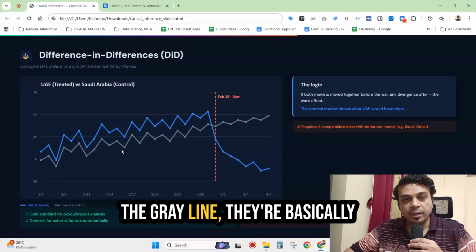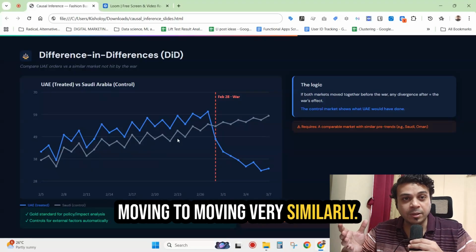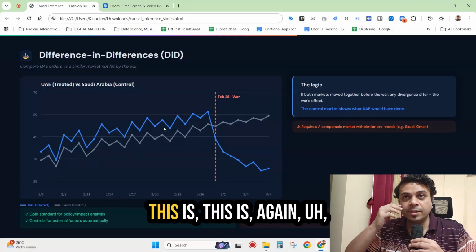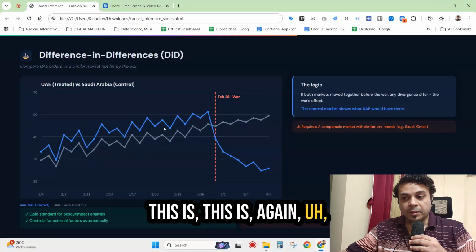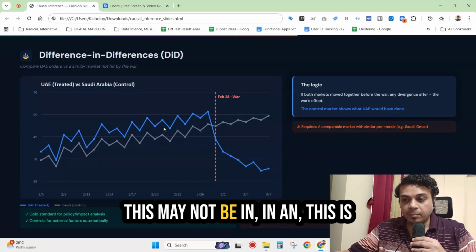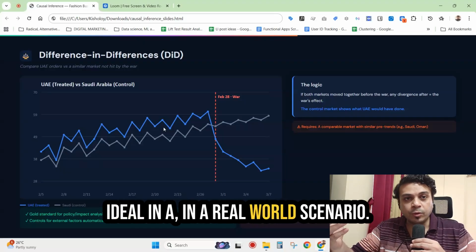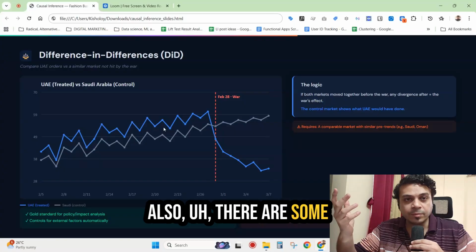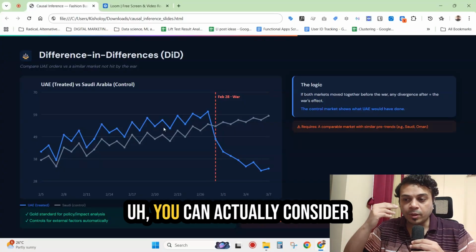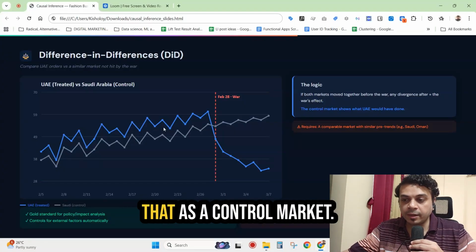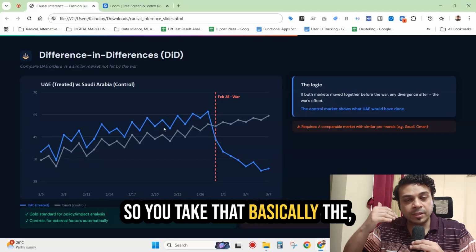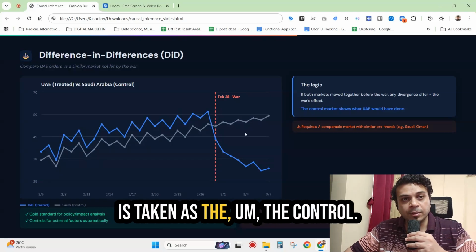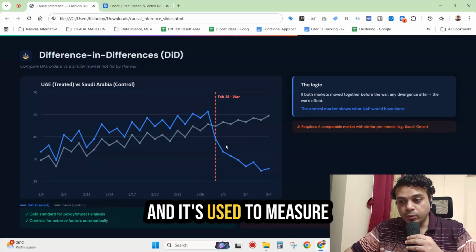These two, the blue line and the gray line, are basically moving very similarly. Of course the slope is parallel, and this may not be exact. In a real world scenario this might be slightly different, but if they're very similar, and there are some checks and balances in place, you can actually consider that as a control market. So you take whatever direction it moves. You can see the gray line is taken as the control, and it's used to measure the counterfactual.